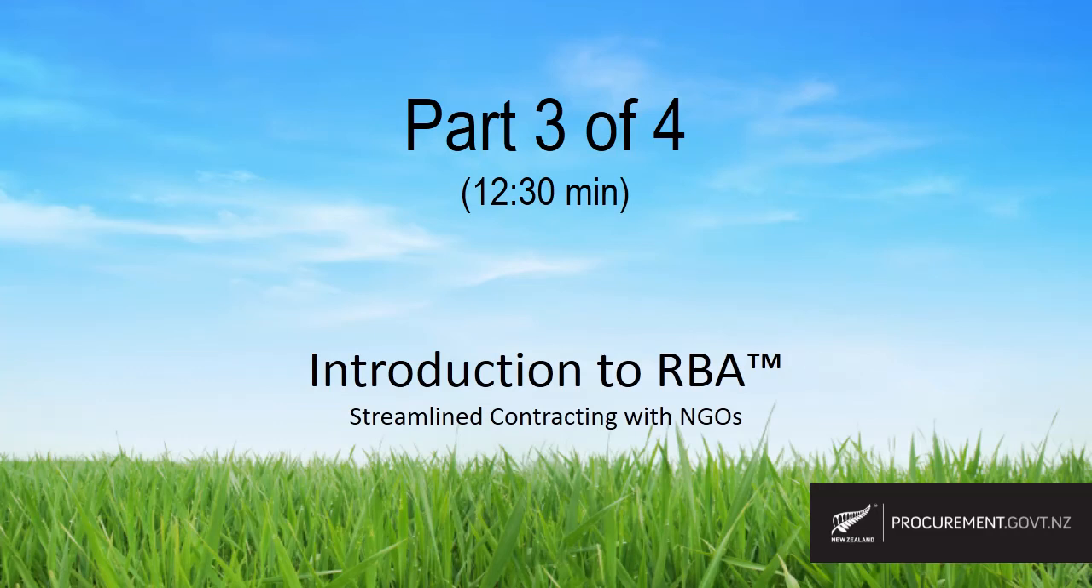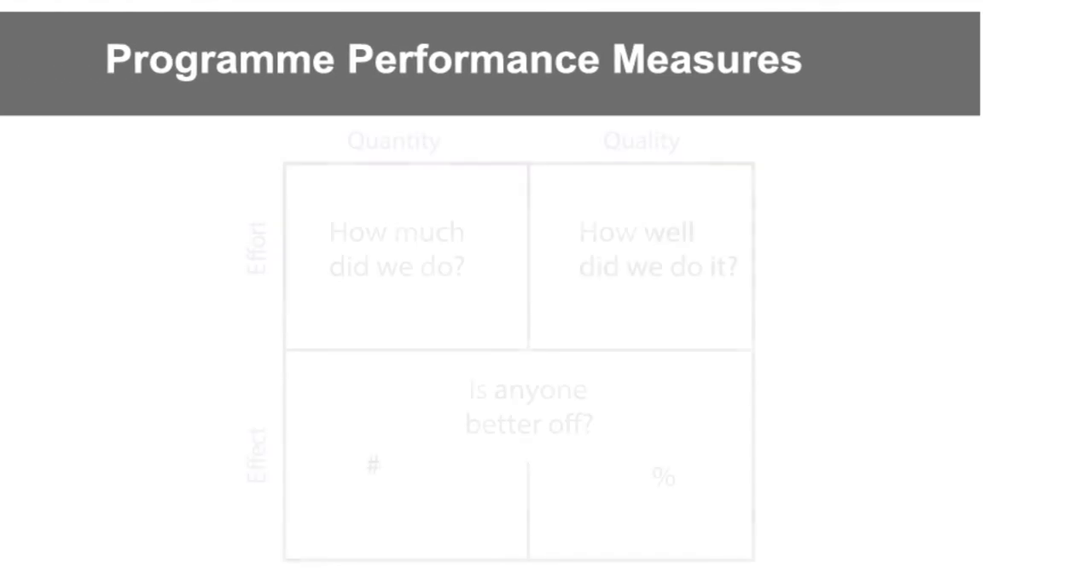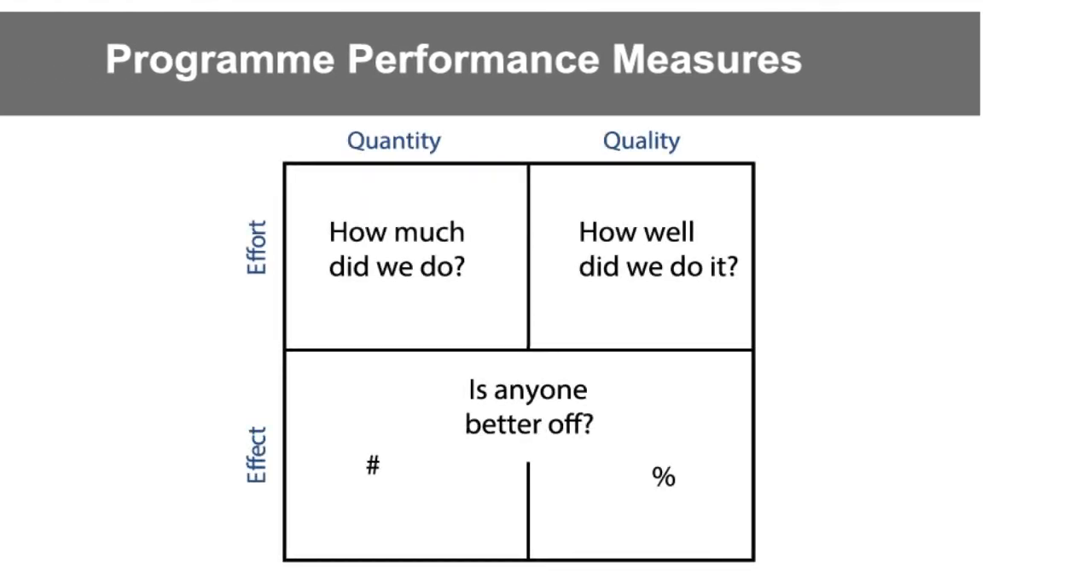Okay, so let's have a look at performance accountability, everybody, and remembering that performance accountability is about the clients of a program, agency, team or system. Okay, so now we're talking about clients, we're talking about client outcomes. Now we talked earlier about 3 types of performance measures. We always use these performance measures when we're talking about the clients of a service, program, agency or system, and when we want to understand whether or not, for example, a program is actually working.